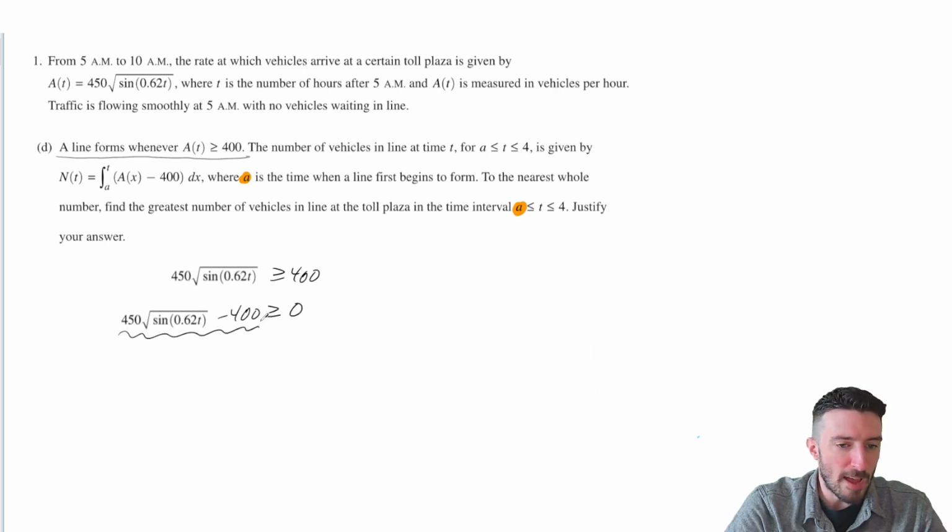So if I graph this in my y1 on my calculator, I can just figure out where that is above the x-axis or where it intersects the x-axis. So it's going to be a little bit easier when there's a 0 here instead of when there's a 400.